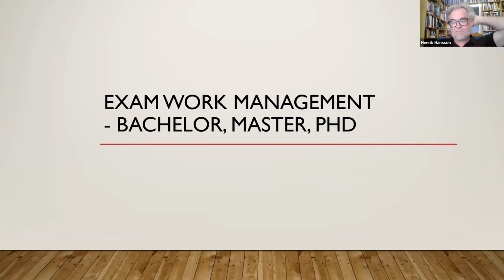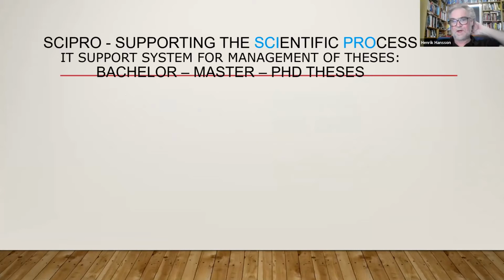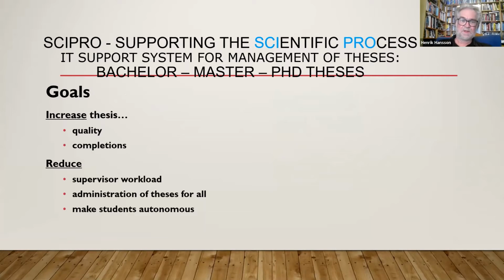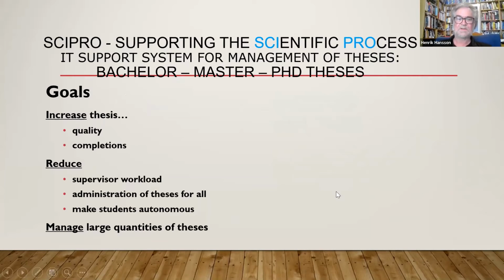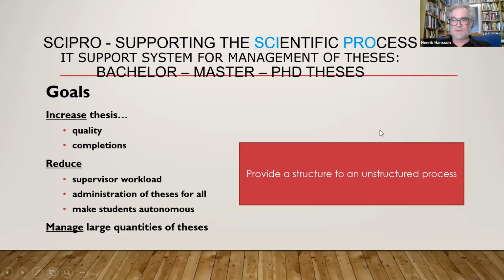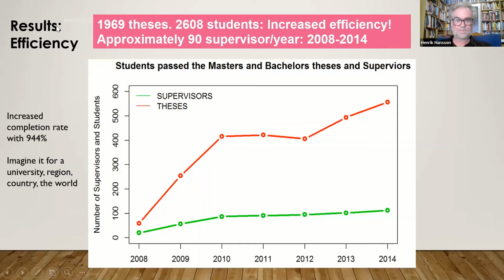So now I will jump from this starting point of the ideas to how we have been able to scale our thesis work with about 1,000% completion rate. I mean, 944% more completions of bachelor and master theses and higher quality. But these were the goals. We need to save time, we need to increase quality, and so on. And it is to provide a structure to the unstructured process.